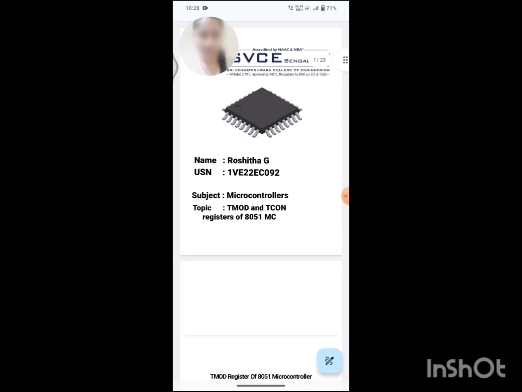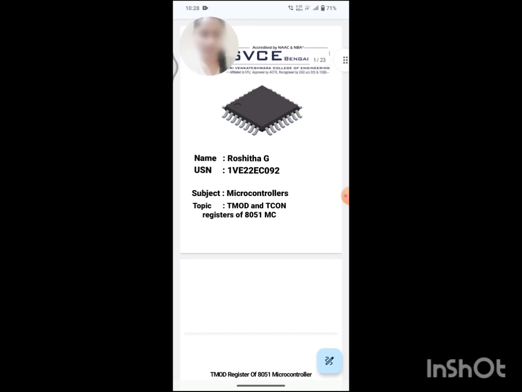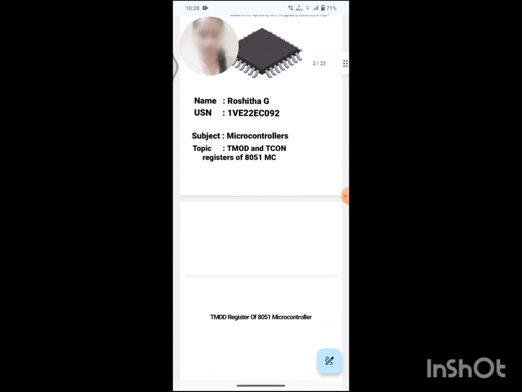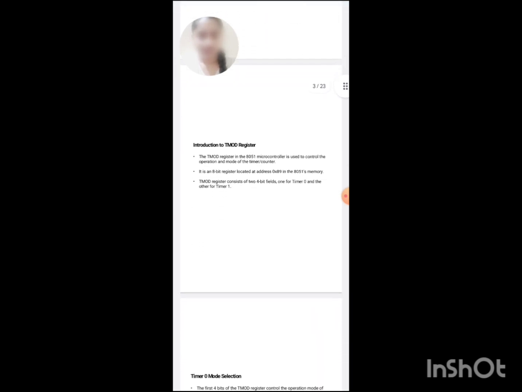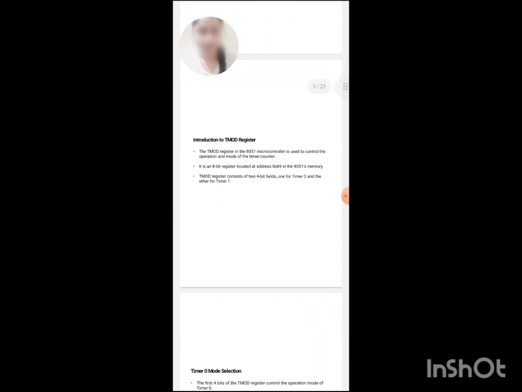Today I am going to explain to you about the TMOD and TCON registers of the 8051 microcontroller. The TMOD register in the 8051 microcontroller is used to control the operation and mode of the timer counter. It's an 8-bit register located at address 0x89 in the 8051's memory. The TMOD register consists of two 4-bit fields, one for timer 0 and the other for timer 1.